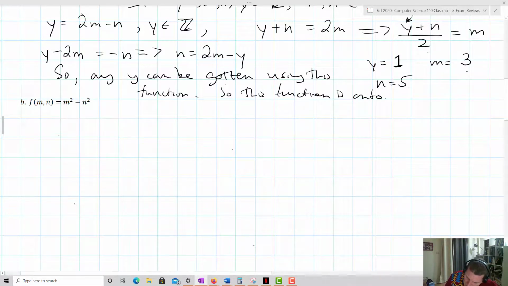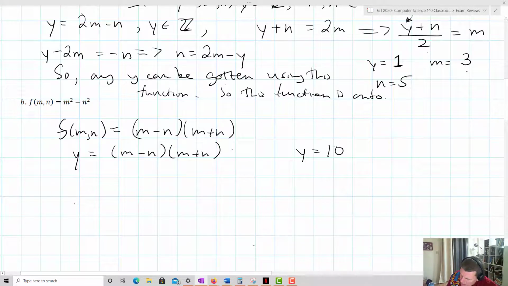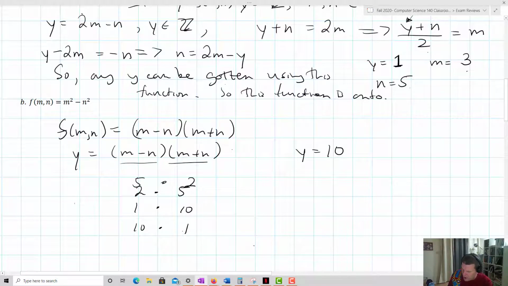So one of the things I want to do with something like this is I'm going to say, okay, well, f of (m, n) is going to equal (m minus n) times (m plus n). And this is going to actually help me think through this process. So let's take a y equal to (m minus n) times (m plus n), and let's say that y equals 10. So we want to see, is there a value for m and n that's a difference of squares? If we have a set of values for m and n, we could have 5 times 2, we could have 2 times 5, we could have 1 times 10, and we could have 10 times 1. Those are options that we could have.